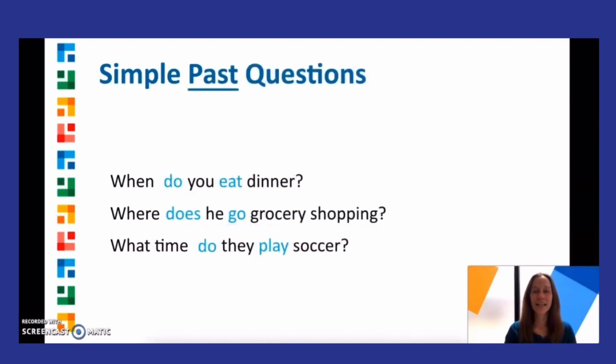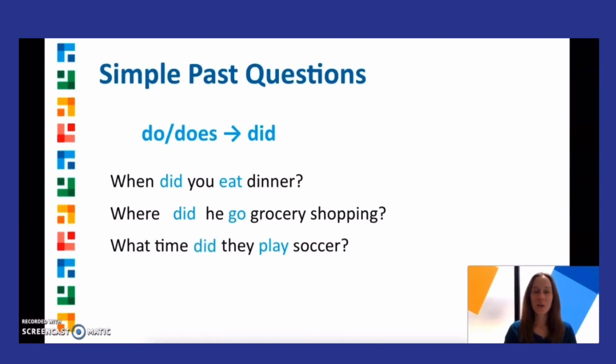In simple past questions, we need to change the do or does to did. So, when did you eat dinner? Where did he go grocery shopping? What time did they play soccer?